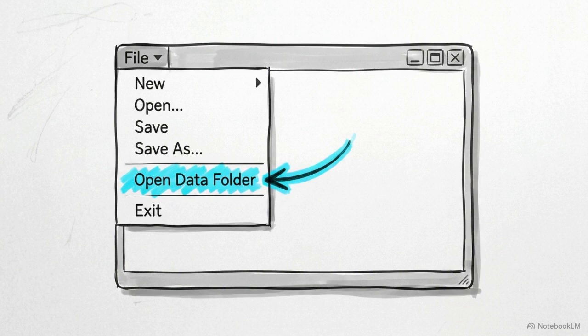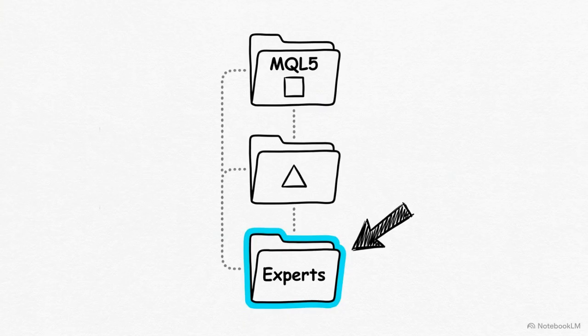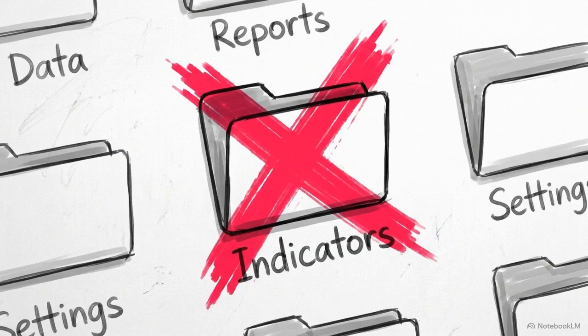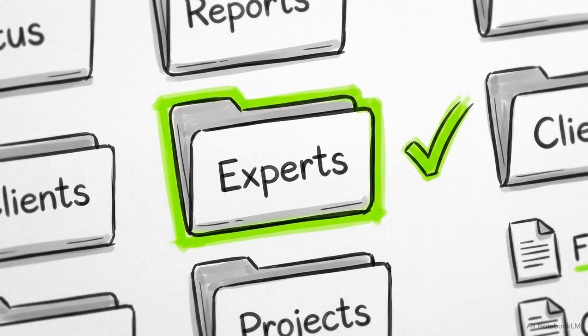Open MetaTrader 5, go to the File menu, and select Open Data folder. Look at this directory path. You need to open the MQL5 folder and then navigate straight into the Experts folder. Do not paste this file into the Indicators folder. Doing so is a common mistake that will render the tool completely useless. It must go in Experts.